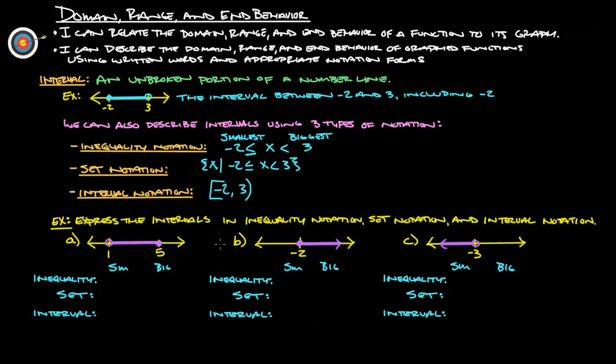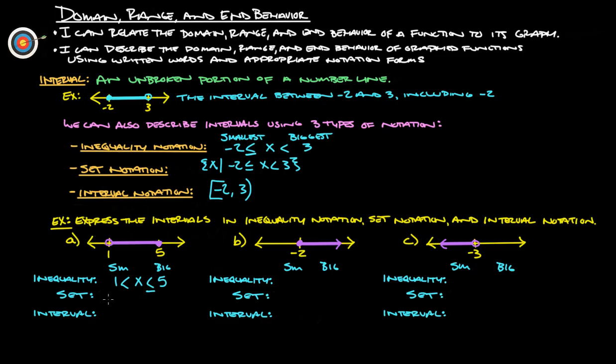We've got three examples here. You can watch as many of these as you need, and maybe even try some of these as you go. Express the intervals in inequality notation, set notation, and interval notation. So we have this one here. The smallest it ever is going to be is 1. The biggest it's ever going to be is 5. X goes in the middle, and as always, if you go smallest to biggest, it's always going to be less than. Since it includes 5, we put the underline underneath the 5, but we don't put it with 1 because it does not include 1.